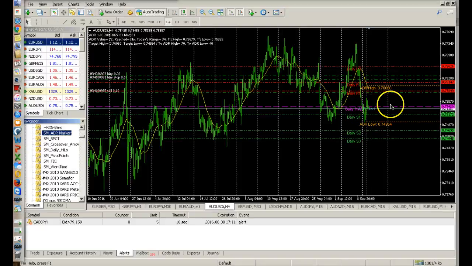So the safer spots to get in are at either resistance 2 and 3 and support 2 and 3. Support 3 is a real good spot to get in because that means you know you're really in an overbought area.